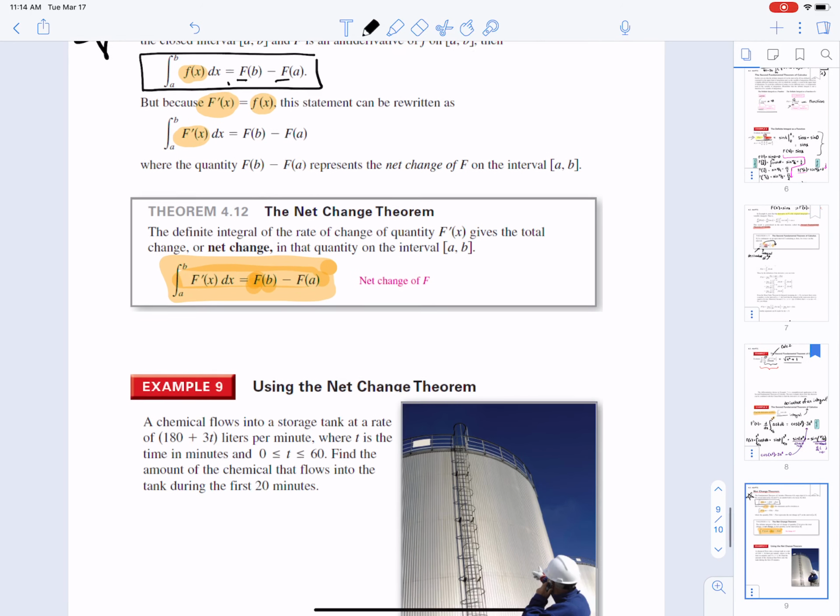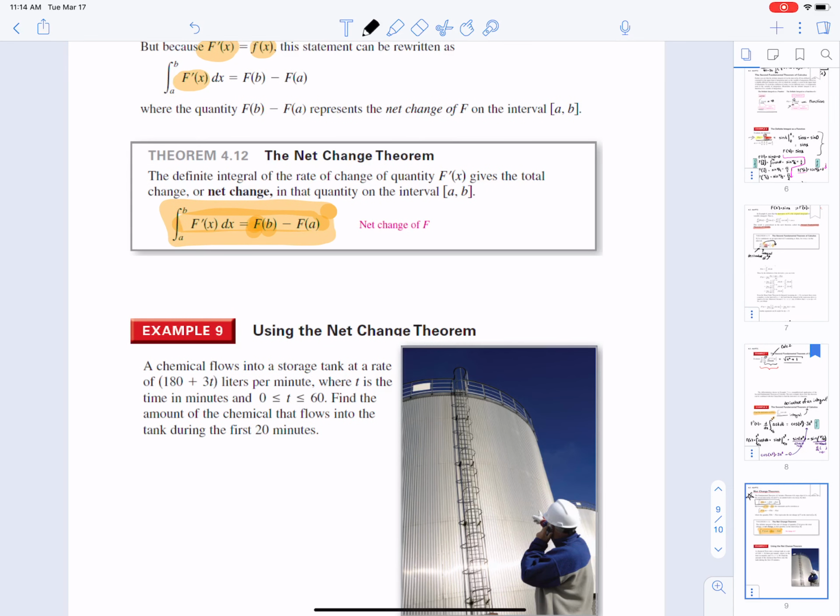Now, on the AP exam, you're going to know that this is net change theorem because they're going to give you a function and it's flowing at a rate. So they're going to use this word rate at you, which is telling you you're using net change theorem. It's giving you a derivative. So this is like my capital F prime of x, or in this case, t. And they're asking us to find the amount of chemical, so that's now referring back to the function without the derivative, that flows into the tank during the first 20 minutes.